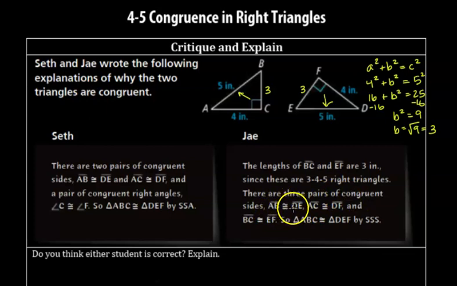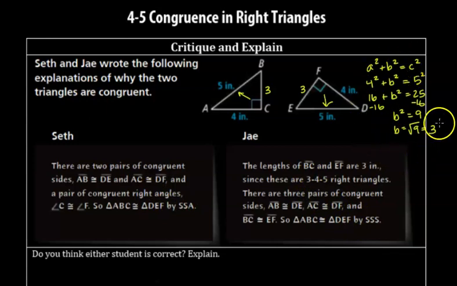Segment AB is congruent to segment DE. They're both 5 inches. Segment AC is congruent to segment DF. They're both 4 inches. And segment BC is congruent to segment EF because they're both 3 inches long. So the triangles are congruent by side-side-side. So who's correct? Is Seth correct, or is Jay correct, or are they both correct? And I'm going to go ahead and say that Jay is definitely correct.